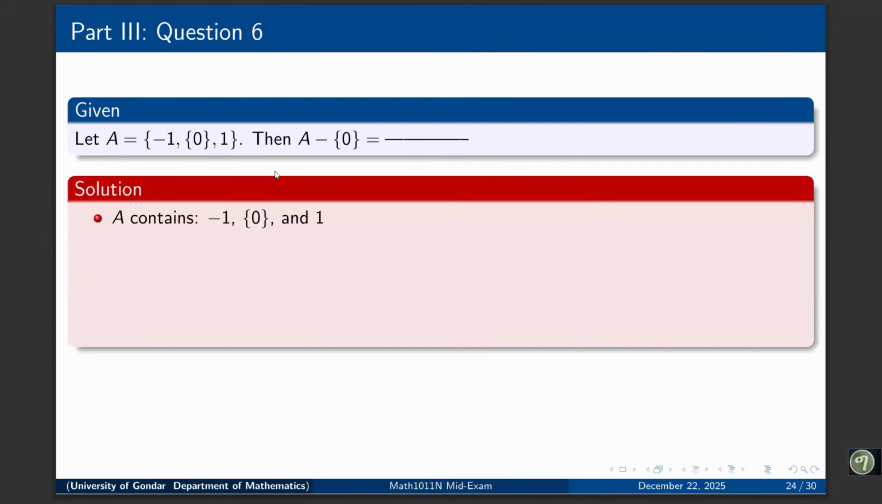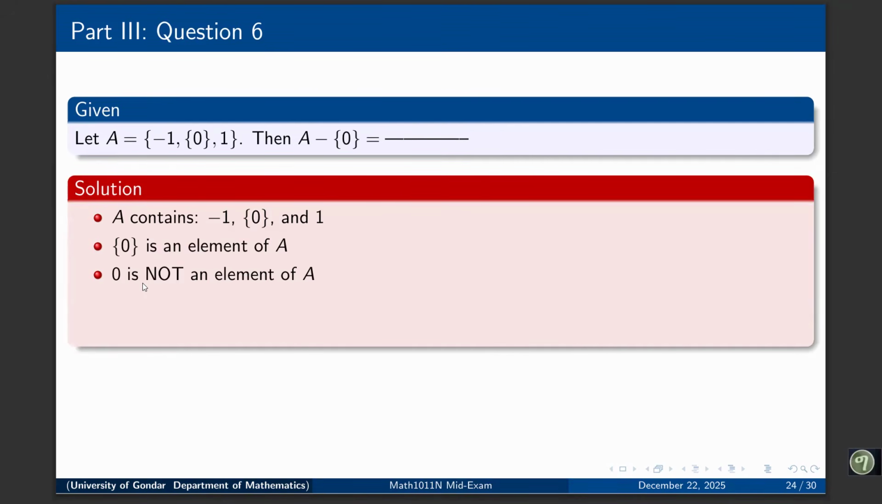The solution will be, the first thing is that A contains -1, the set containing 0, and 1, that is, it has 3 elements. And the set containing 0 is an element of set A. It's included here. But 0 is not an element of set A. This 0 is not an element of A, but the set containing 0 is an element of set A.